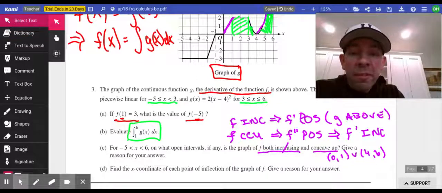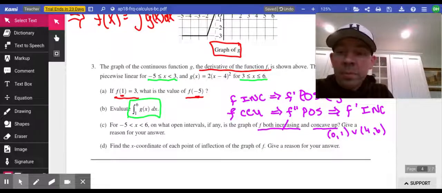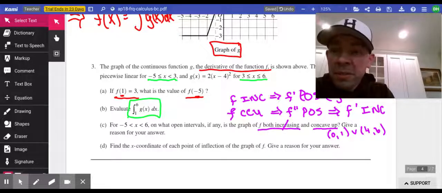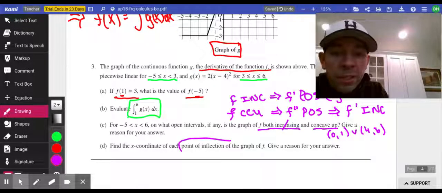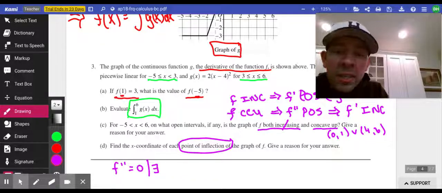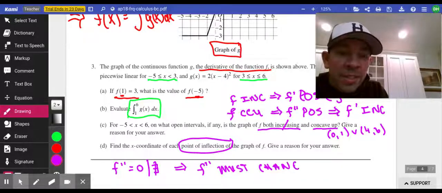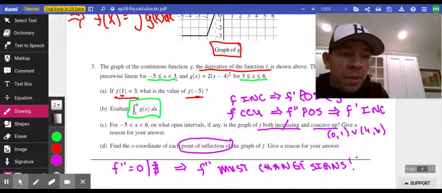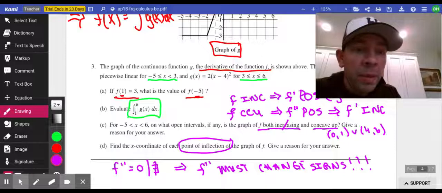Find the x-coordinate of each point of inflection for f and give a reason for your answer. Here's the number one thing I want you to write down. Not even worried about the specifics of this question. When you talk about points of inflection, this is one of the biggest mistakes on the exam. What we know is f double prime has to equal 0, or maybe we'll say doesn't exist. Either one's fine. But number one thing is that f double prime must change what? Must change signs. I can't put enough exclamation marks on that right there. F double prime has to change signs.